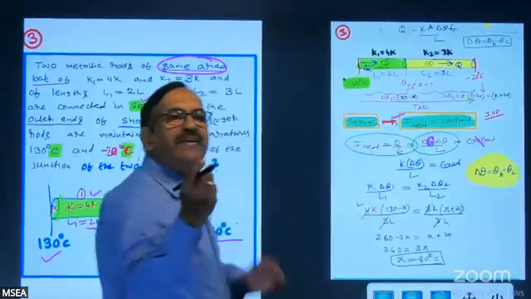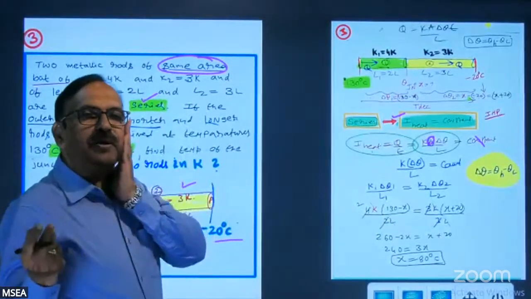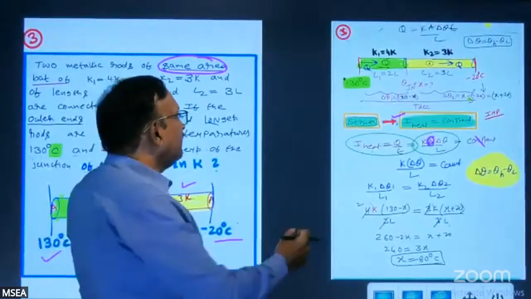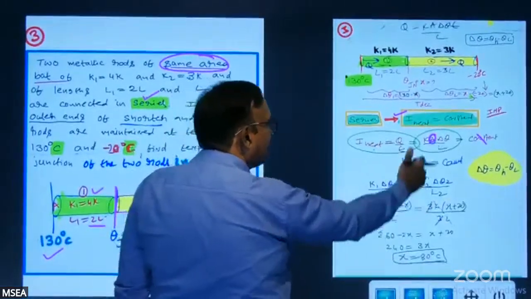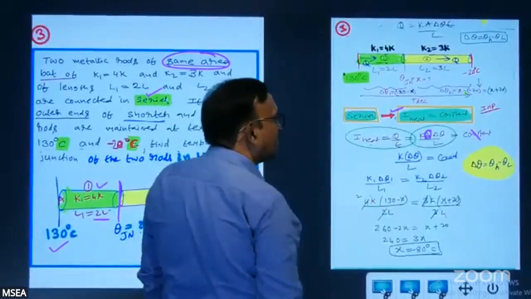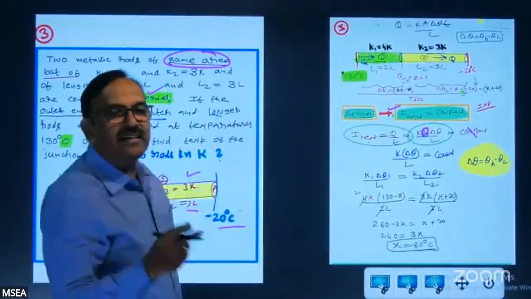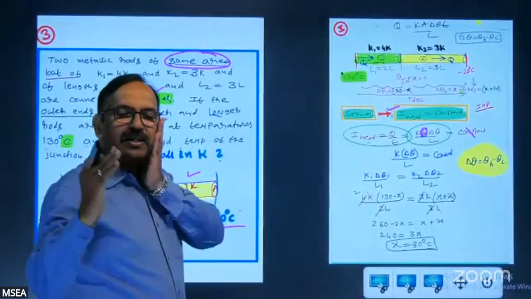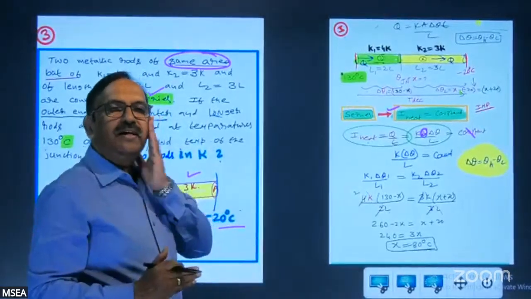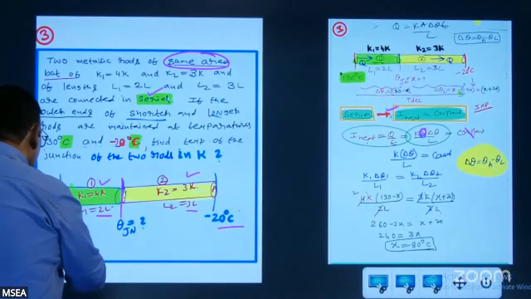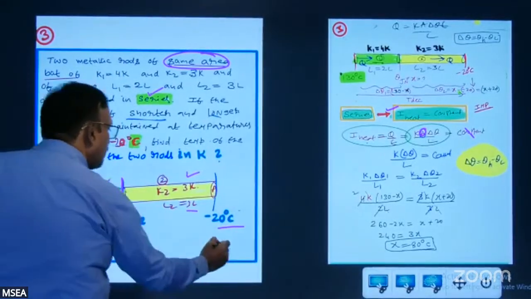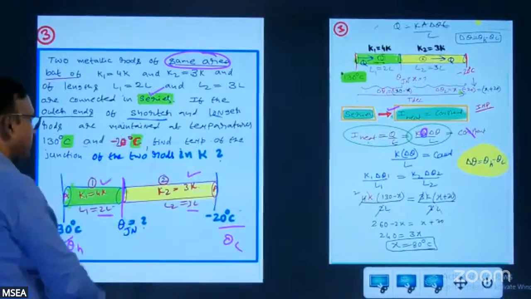You know, when PV is constant, we write P1 V1 is P2 V2. Similarly, when K delta theta by L is constant, K1 delta theta 1 by L1 is K2 delta theta 2 by L2. What is delta theta? Higher temperature minus lower temperature. It's time for you to decide which is higher and which is lower. So this is theta high, this is low, and this will be intermediate.